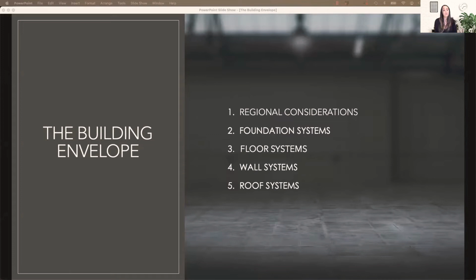We're going to talk about regional considerations when we're talking about building, foundation systems, and then floor, wall, and roof systems. And we're really going to be talking more about framing systems for floors, walls, and roofs today.